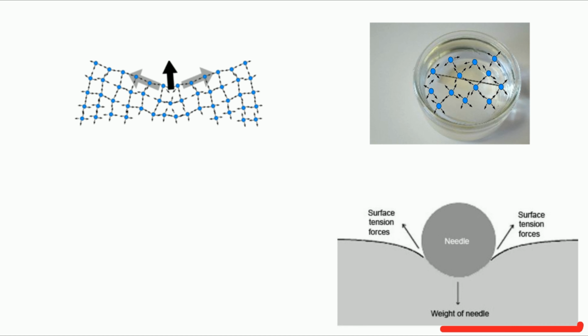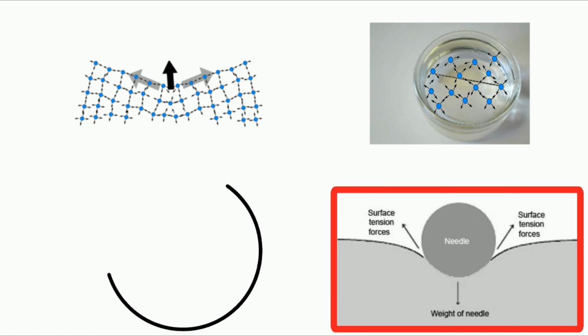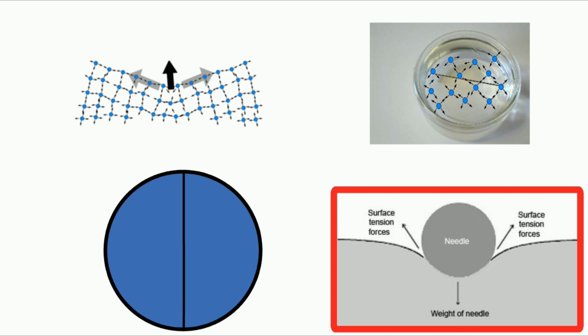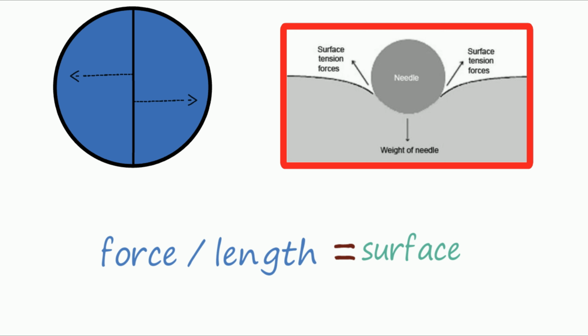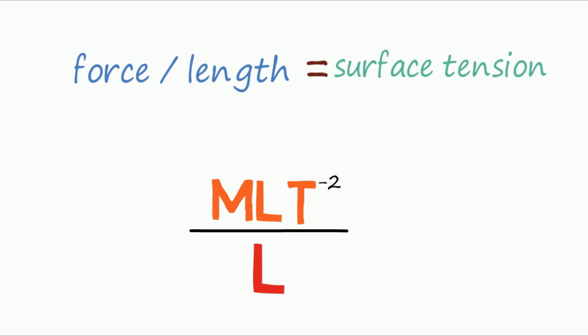So let this needle be the diameter which makes up the surface area of water. And to find with what force one side of the water body is attracting the other, we can use this formula: force by length, which is equal to surface tension. And so the dimensional formula is M times T to the power minus 2.